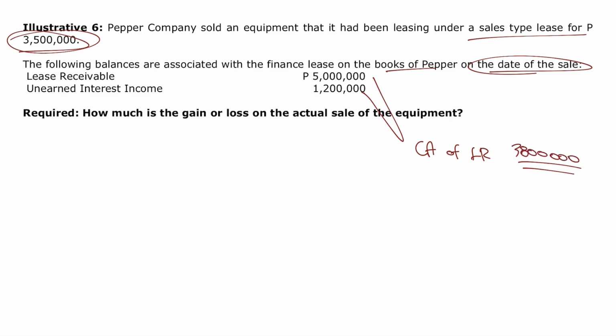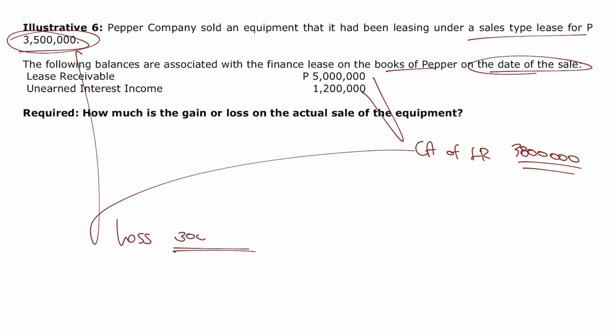Since we are selling for 3.5 million against the 3.8 million, we now have a loss. How much is the loss? We have to recognize a loss equal to 300,000. So the final answer for illustrative problem number 6 will be 300,000.